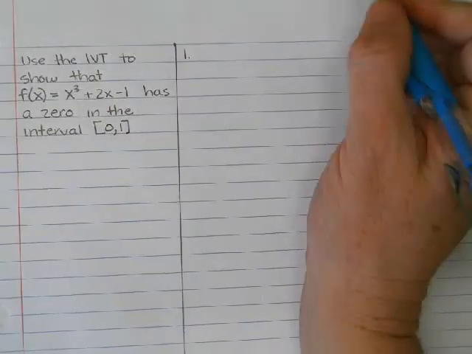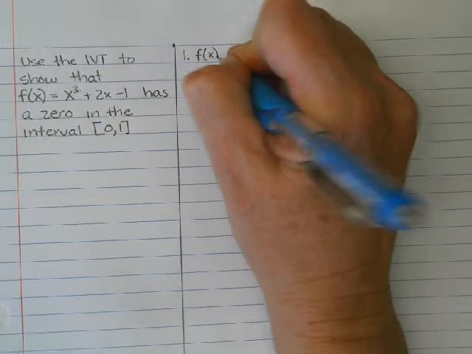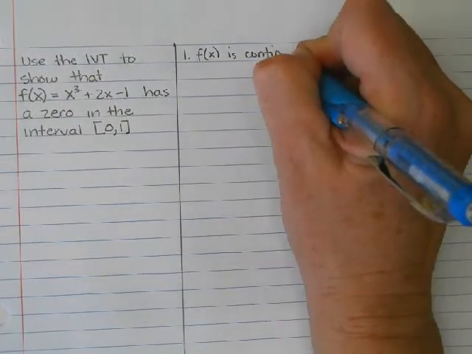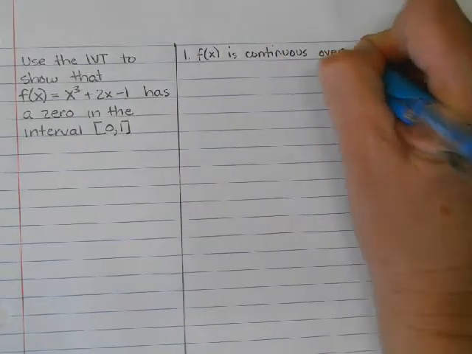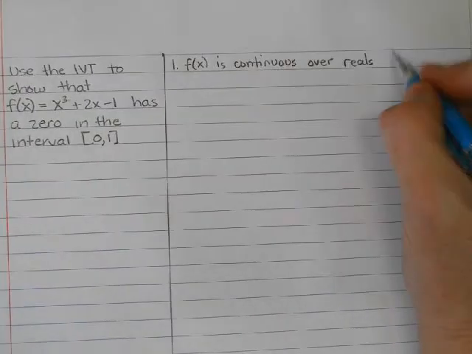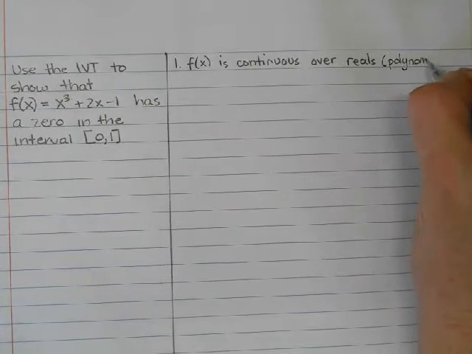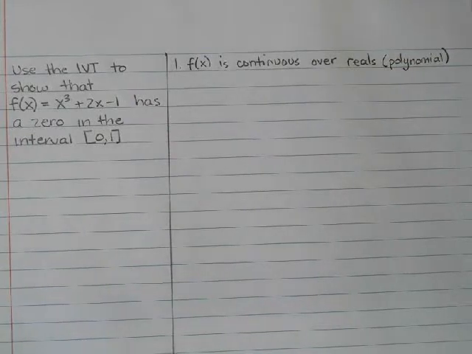Okay, we have to show that the function is continuous. So I'm going to say f of x is continuous over the reals. And I'm just going to put in here because it's a polynomial. Okay, so I have to give some type of proof that I know that it's continuous.